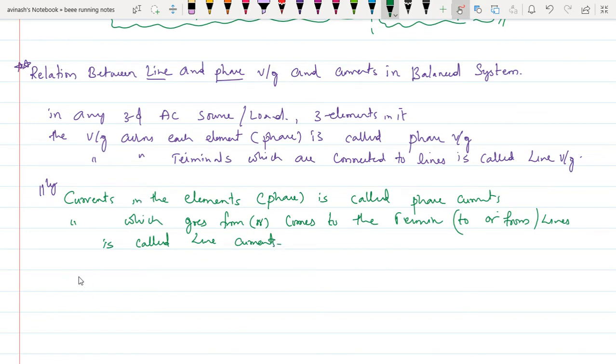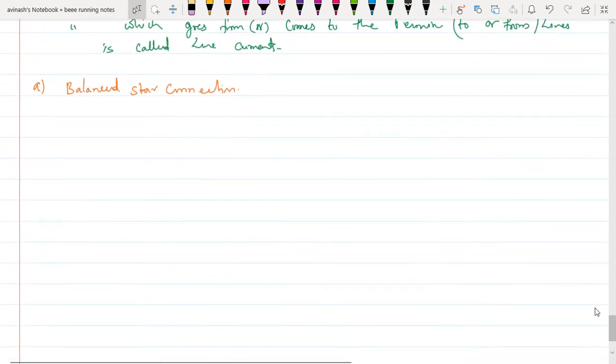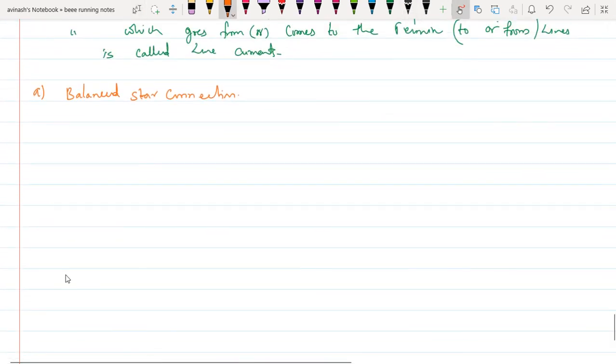This system is obtained by joining together similar ends, either the start or the finish, because we are making a star connection. So let us consider a star connection here: the relation between the line and phase voltages and the expression for power in a balanced star connection.